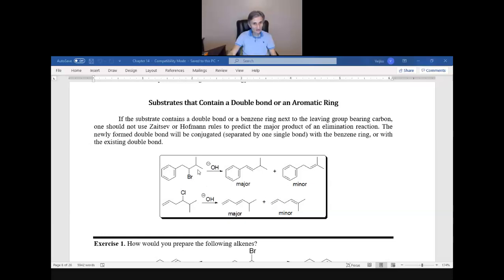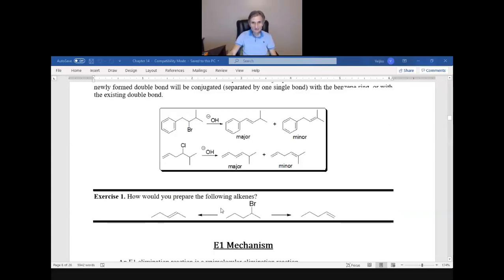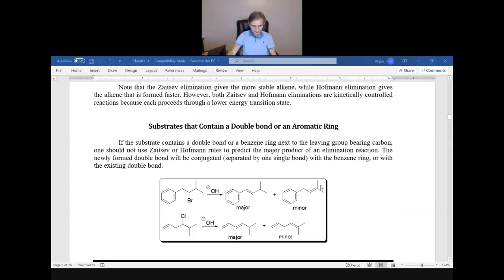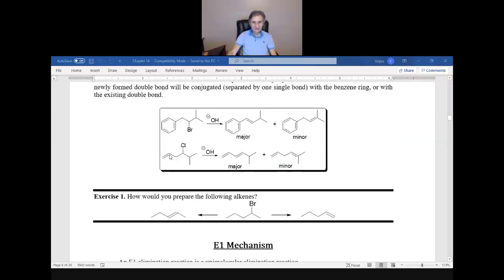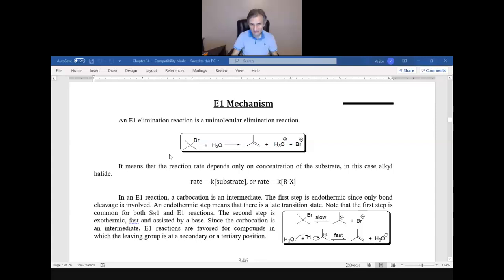But it's not on the test now. You don't need to know that now. If you read it now, that's good, but you don't need to know it. So that's page 346, the middle of page 346. Substrates that contain a double bond or an aromatic ring, you don't need to know that. That's not part of the course now. So that was the E2 mechanism.